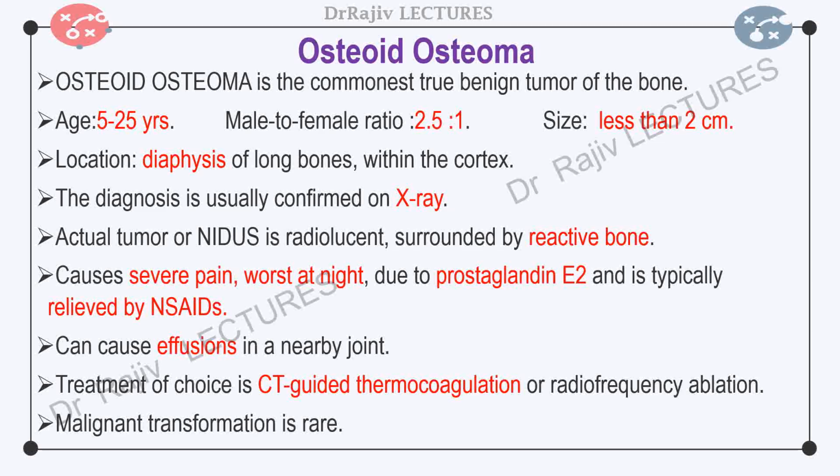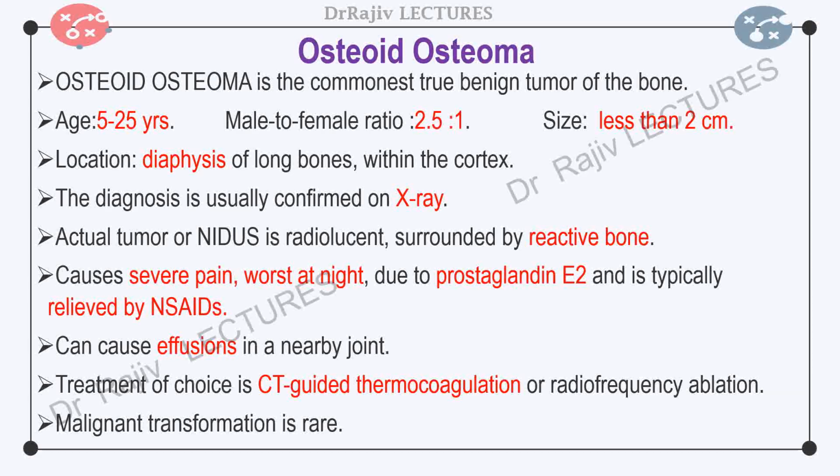Osteoid osteoma is the commonest true benign tumor of the bone. It arises from osteoblasts. The tumor is seen commonly between the ages of 5 and 25 years with a 2.5:1 male to female ratio. The bones of the lower extremity are more commonly affected, tibia being the commonest.